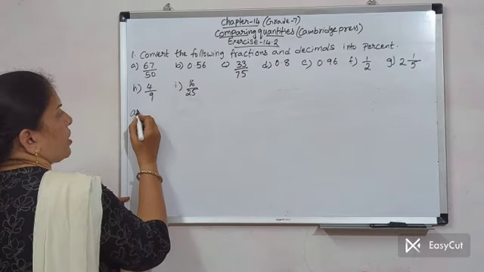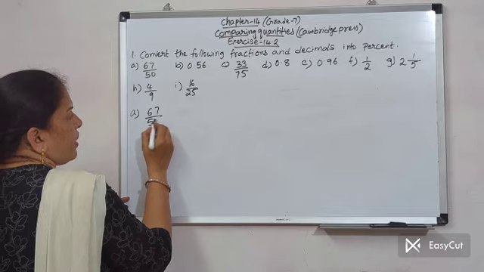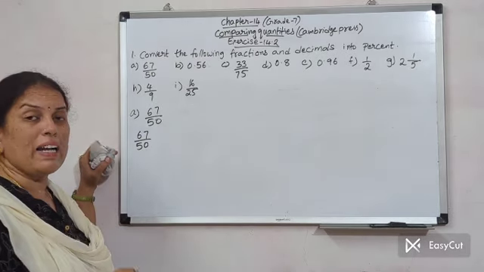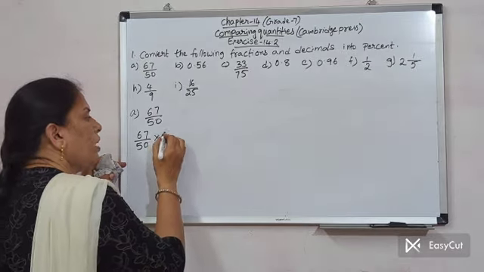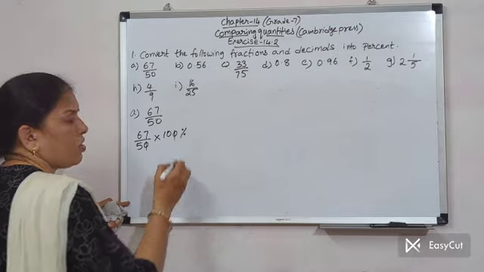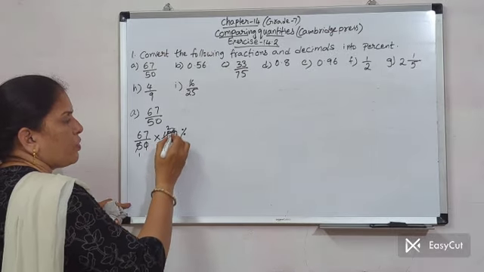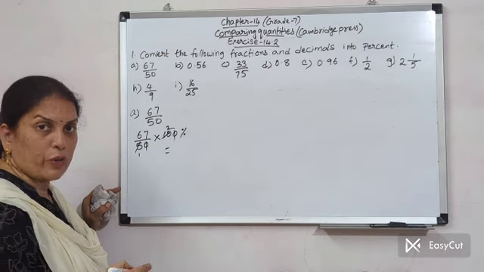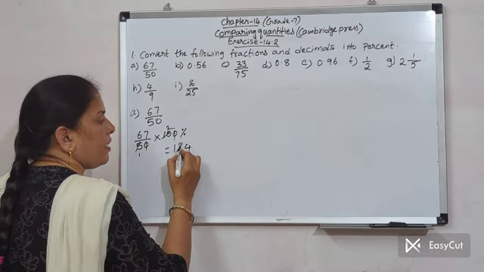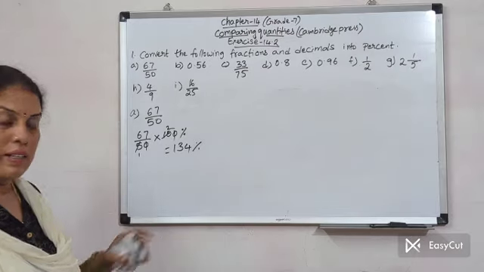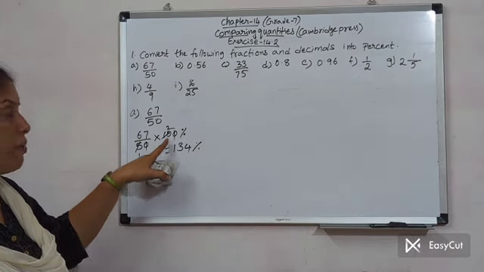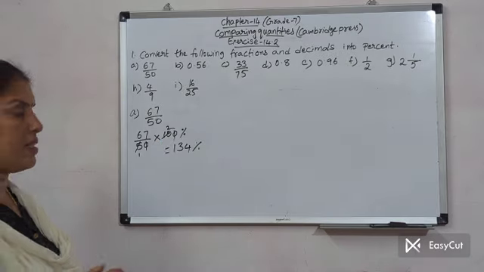First one, what is question A? 67 by 50. I told you to multiply with 100%. So, into 100%. Understood? 10 and 10 cancel. 5 ones are 5, 5 twos are 10. What is the number? 67 into 2. 2 sevens are 14. 2 sixes are 12, 12 plus 1 is 13. 134%. This is A. To convert a fraction into percent, what should we do? We must multiply with 100%.